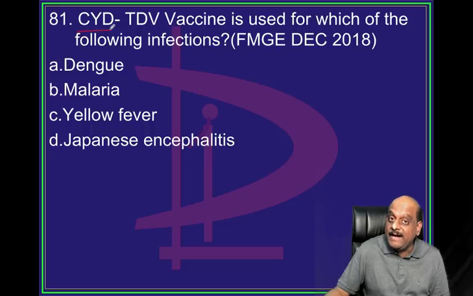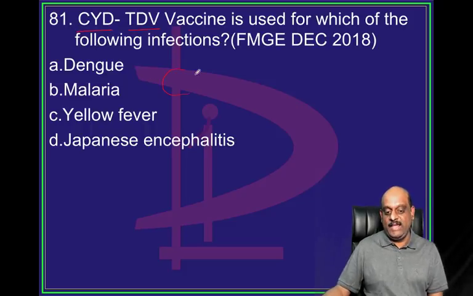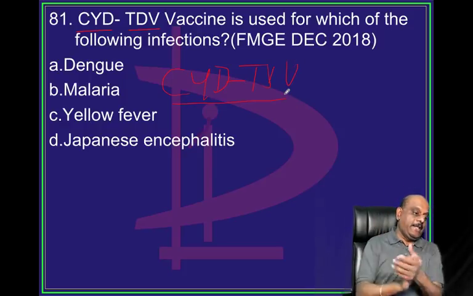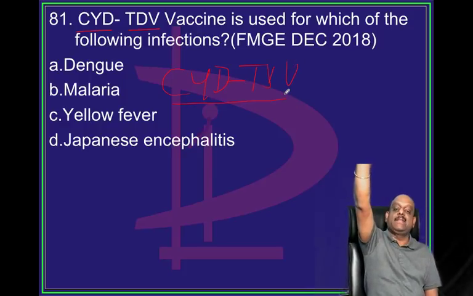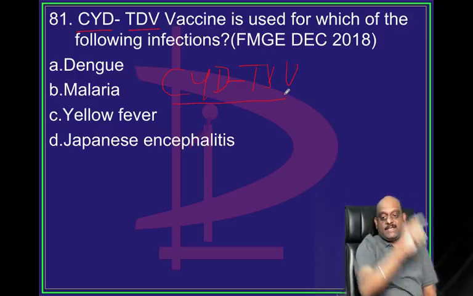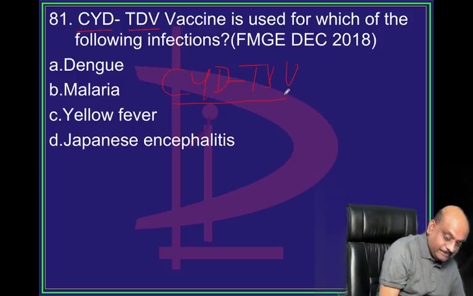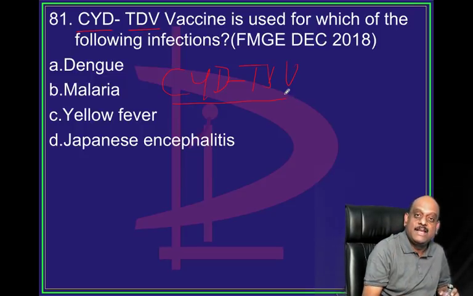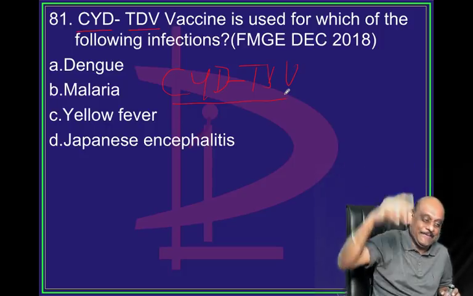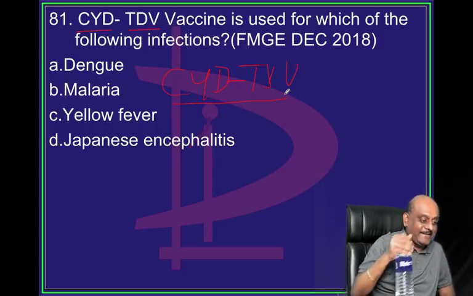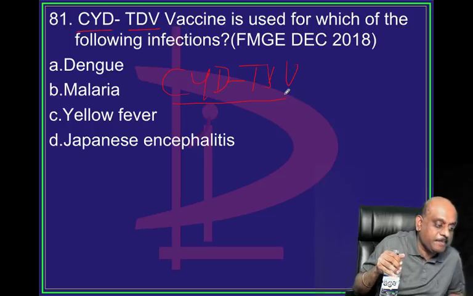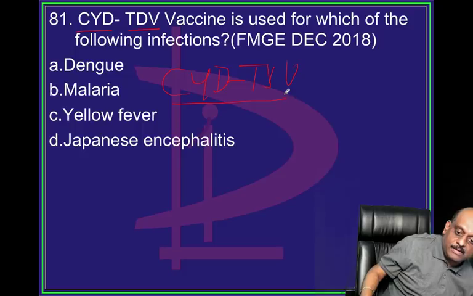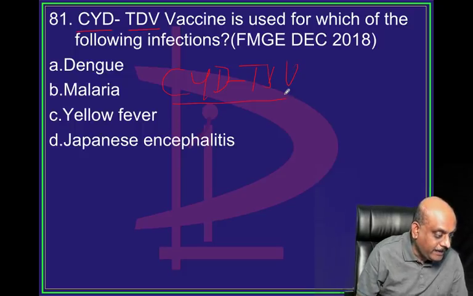Now, CYD TDV. Come on. Shoot your answer, doctor. What is the correct answer for this question? CYD TDV vaccine is for which infection? Which infection is making everybody rich nowadays? Put an IV line, take 10,000 from the patient. Very good, Ashish Pandey, Keyur Patel.